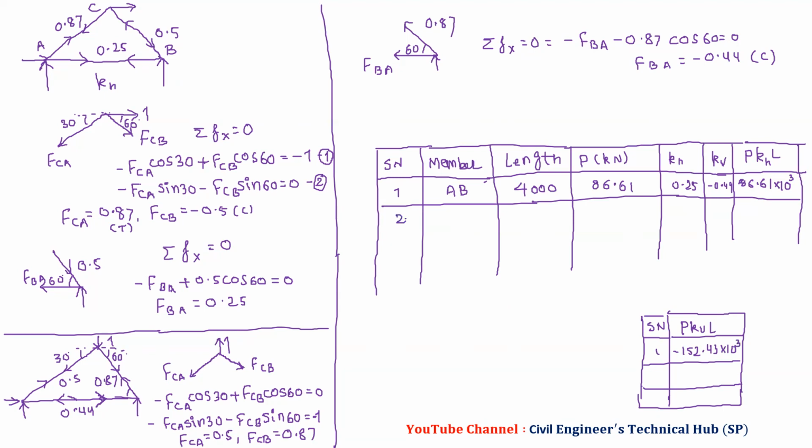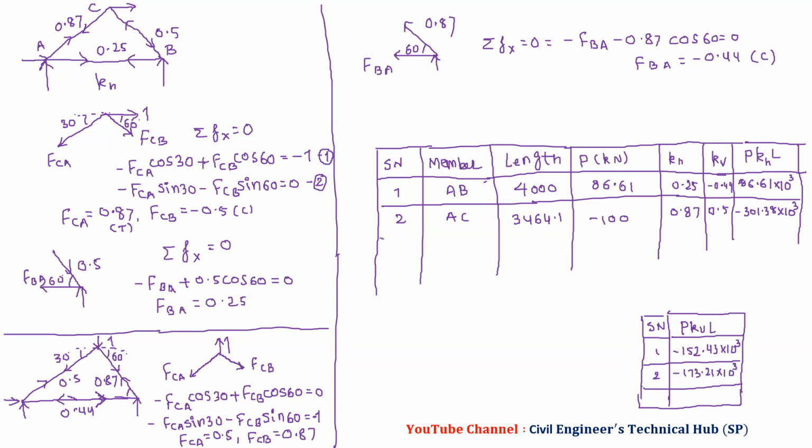Then we have another member. So I have taken it as AC. So length we have 3464.1, value of P minus 100, value of KH 0.87, KV 0.5, PKHL minus 301.38 into 10 raised to 3. And PKV minus 173.21 into 10 raised to 3.